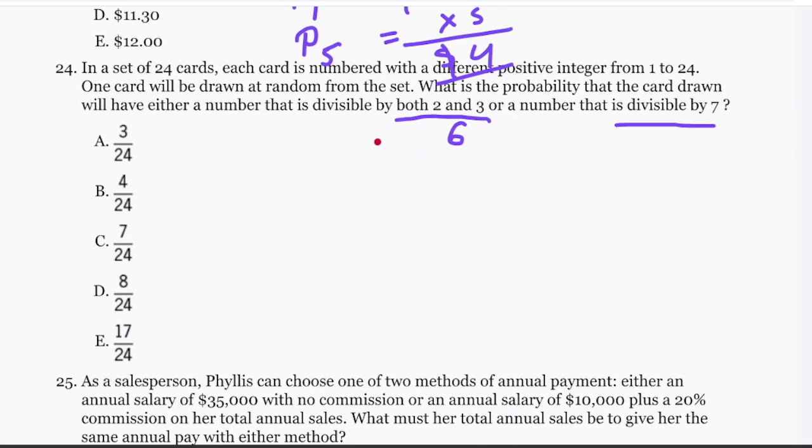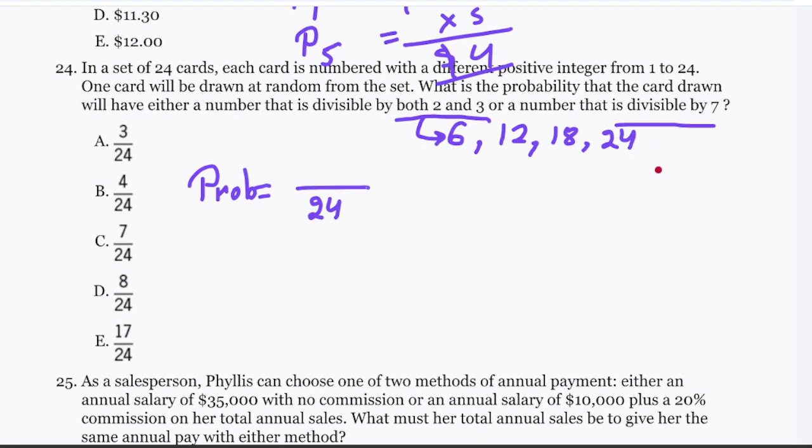So out of 24, the denominator is 24. Probability is favorable outcomes divided by total outcomes. Now, how many numbers will we have? 6, 12, 18, and 24. Now, they are divisible by both 6 and 2. And how many are divisible by 7? 7, 14, and 21. The total will be 4 and 3, 7. That is the answer.